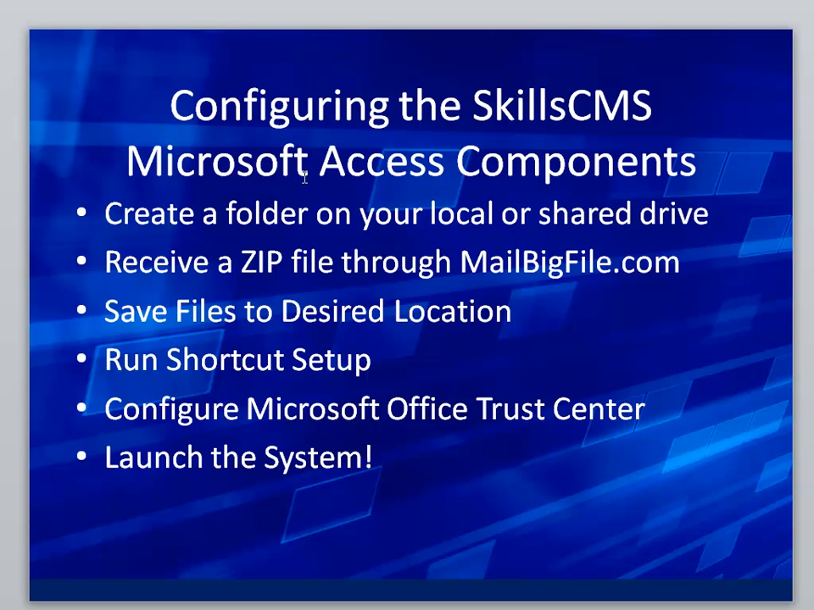So, we've seen how to configure the platform, how to download the zip file from mailbigfile.com and put it at C access databases. We've set up the platform with a desktop shortcut. We configured the Microsoft Office Trust Center, and we've been able to successfully launch the system. We should be ready to look at the other videos for running problem reports and printing off name badges and dealing with the Excel scorecard files and all those other things.